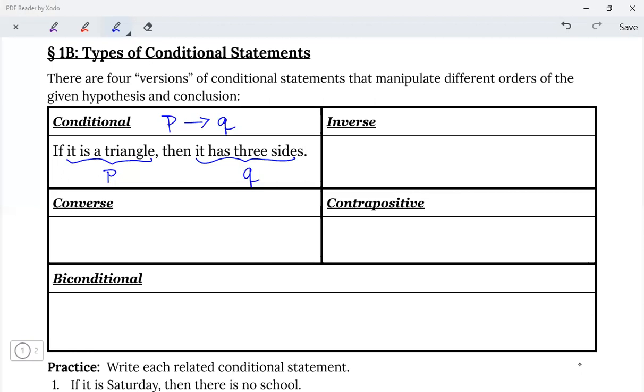And we can use a little trick here. You'll notice the first two letters in converse are CO. That basically stands for change order. So if we're thinking about our P's and Q's, our hypothesis and conclusion, the order we're going to write our sentence in is if Q, then P. We're not going to change the order of the if and the then. We are going to flip-flop our ideas on where those are written. So our new sentence, the converse of our conditional, would be: if it has three sides, then it is a triangle.